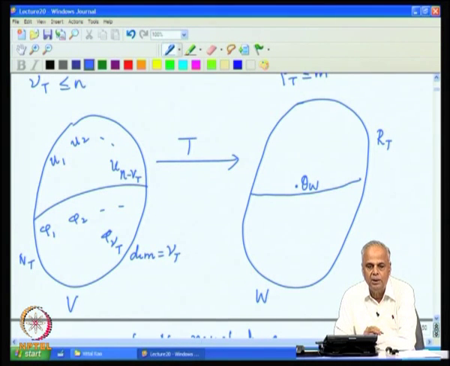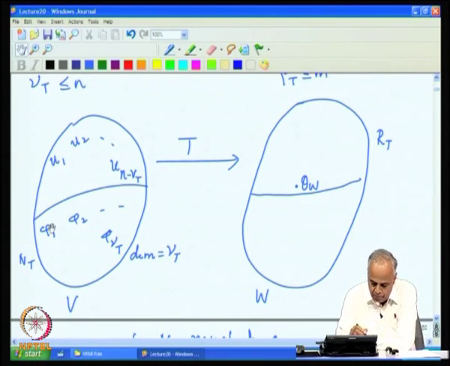We have already seen that the range of T is a subspace of W, and any subspace must contain the 0 vector, that we know, and therefore, theta W belongs to the range of T. Now, what happens to this vector phi 1 under the mapping T? Since phi 1 is in the null space of T, it will get mapped to theta W.